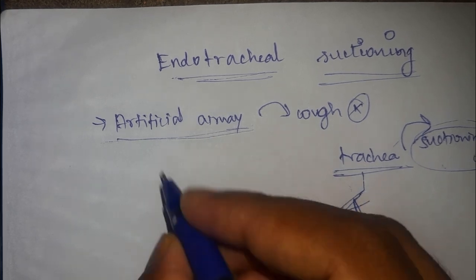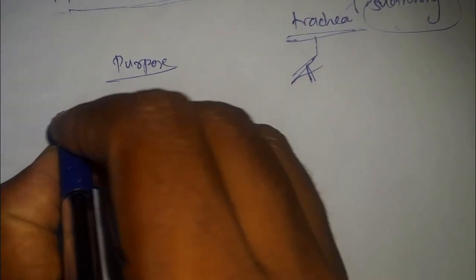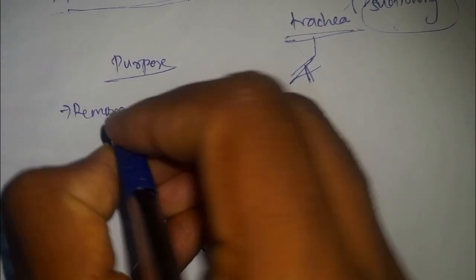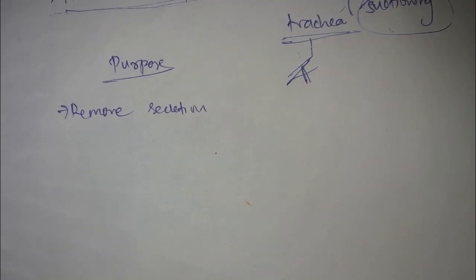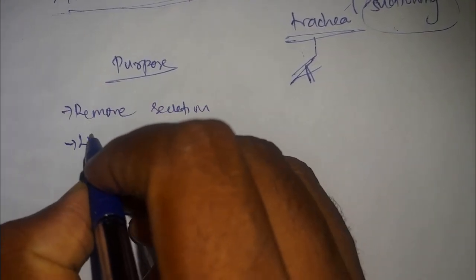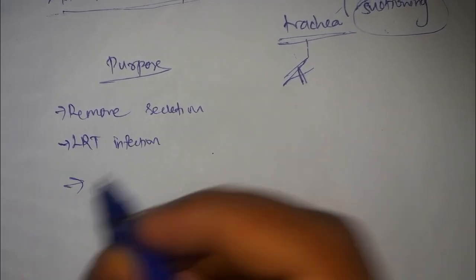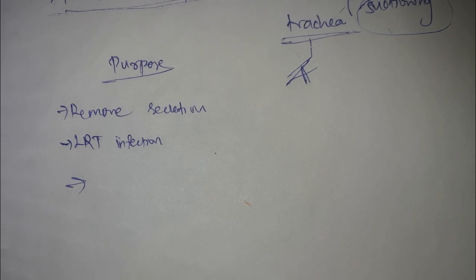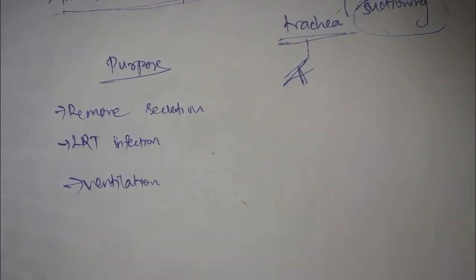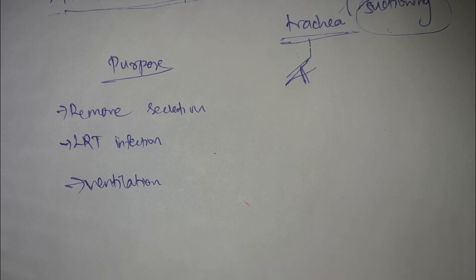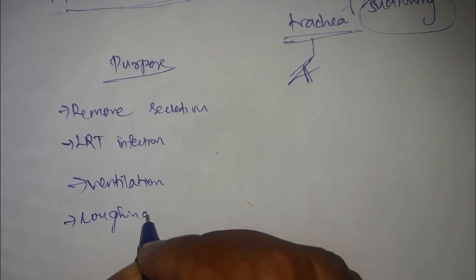So what is the purpose of this? Why do we have to do this? The first purpose is to remove the secretion and to prevent infection, lower respiratory tract infection, because the secretion may lead to infection. And to provide effective ventilation: if the secretion is there, some airway block may happen, so effective ventilation does not occur. For that we are doing it, and also to stimulate coughing.